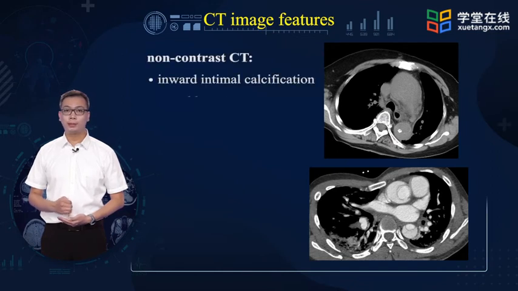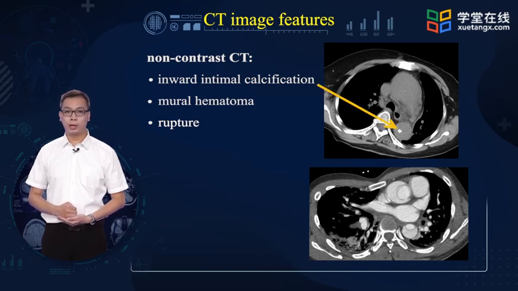Non-contrast CT may demonstrate only subtle findings. However, displacement of intimal calcification into the lumen is often visible. A high-density mural hematoma is also a frequent finding. When aortic rupture happens, a high-density hematoma can be seen around the aorta.